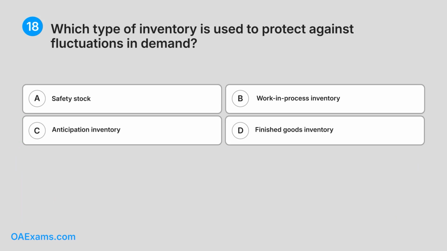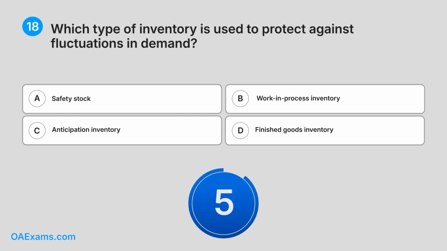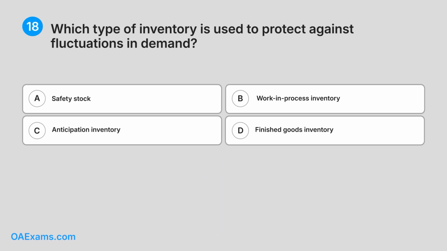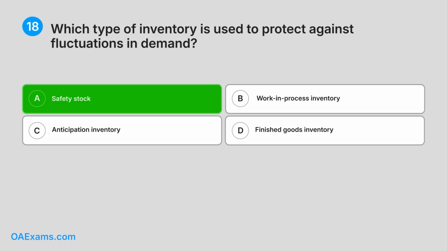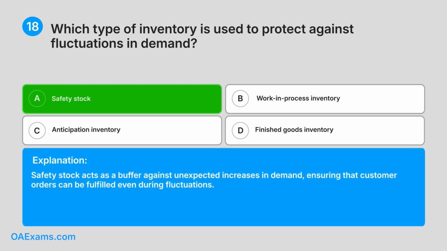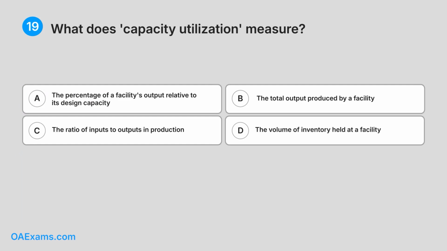18. Which type of inventory is used to protect against fluctuations in demand? A. Safety stock. B. Work-in-process inventory. C. Anticipation inventory. D. Finished goods inventory. What do you think is the answer? Correct answer. A. Safety stock. Explanation. Safety stock acts as a buffer against unexpected increases in demand, ensuring that customer orders can be fulfilled even during fluctuations.